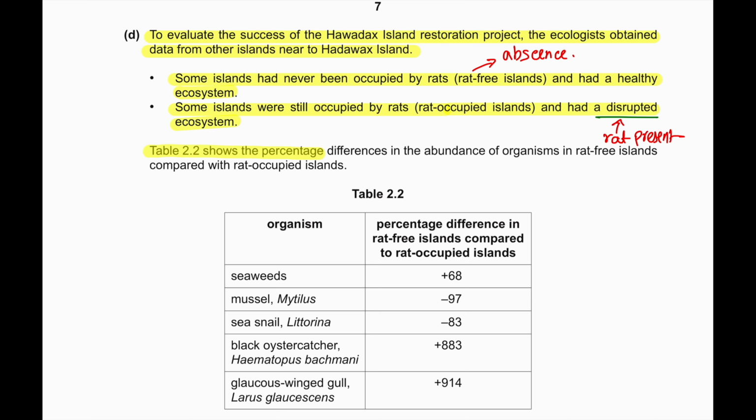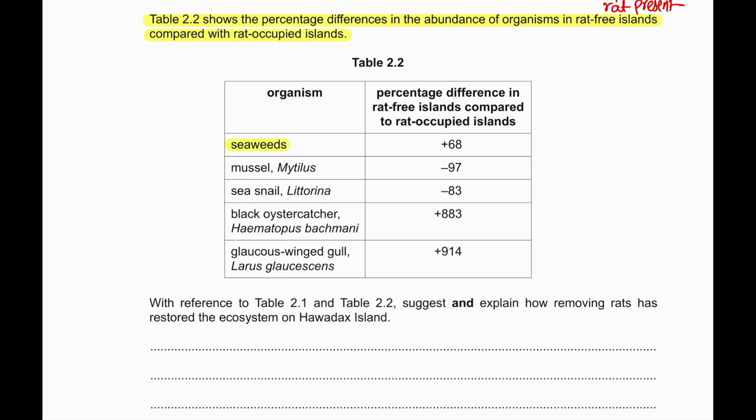Table 2.2 shows the percentage differences in the abundance of organisms on rat-free islands compared with rat-occupied islands. We can see there is a greater amount of seaweed, a lesser amount of mussels and sea snails, and a much higher amount of black oystercatchers and glaucous-winged gulls. With reference to tables 2.1 and 2.2, suggest and explain how removing rats has restored the ecosystem on Hawadex Island.